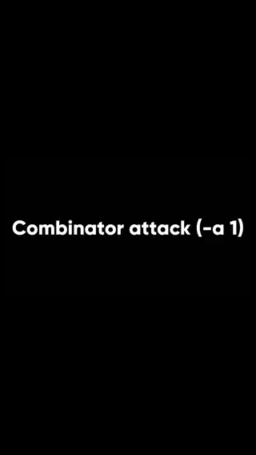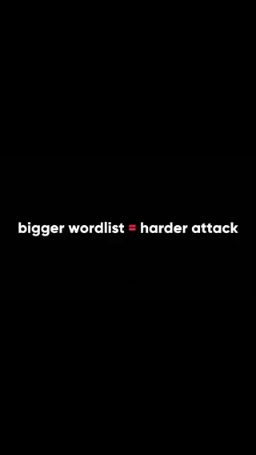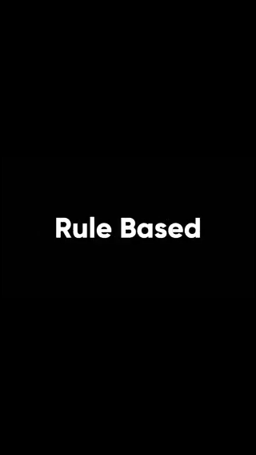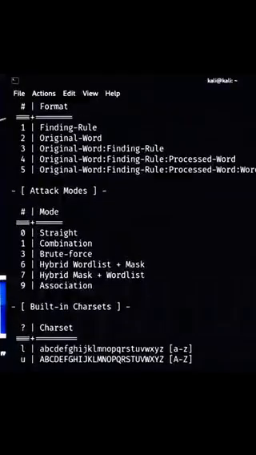Combinator attack, -a 1. The combinator attack will combine words from our word list to make new passwords. For example, if our word list has the words pass, 123, and hello, Hashcat will make a new word list like this. You can see that using a simple word list can give us many possibilities. This attack is useful if we have some clues about the password. But remember that the bigger the word list, the harder the attack. There are more attack modes in Hashcat, such as hybrid mode, permutation attack, rule-based attack, and so on. Each of these modes can help us crack passwords faster and easier.